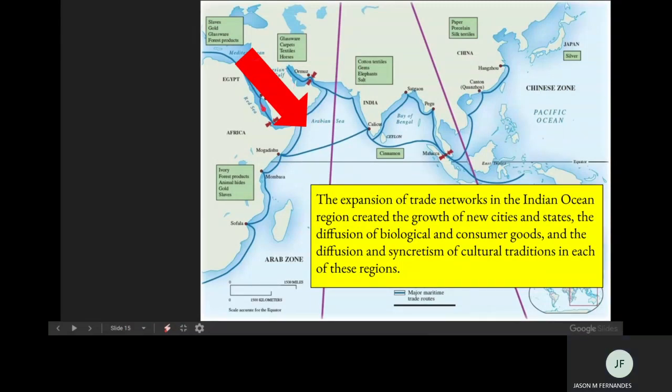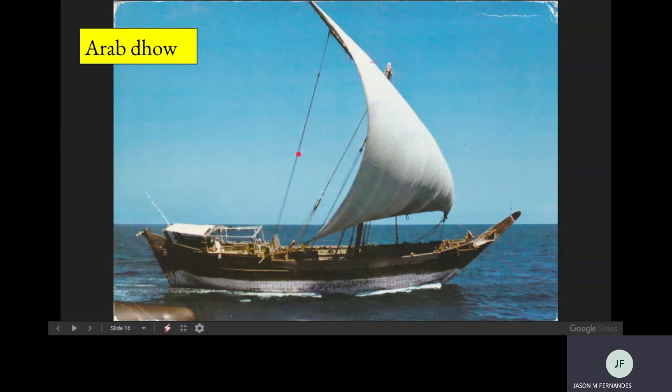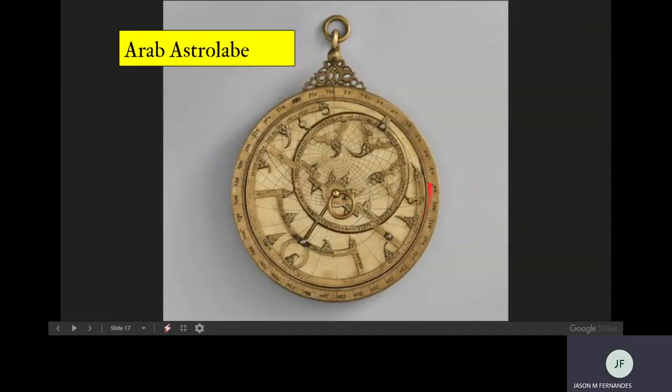Let's see what's going on here. And remember, this is what we're going to look for: growth of new cities and states. We're going to look for diffusion of biological consumer goods and diffusion of cultural traditions, right? So let's just find some evidence for these things. Here's the dhow, right? That's your context, known for this kind of triangular sail. They're fast ships, right? And then your Arab astrolabe. If you're interested in this, I believe we watched a video in class.